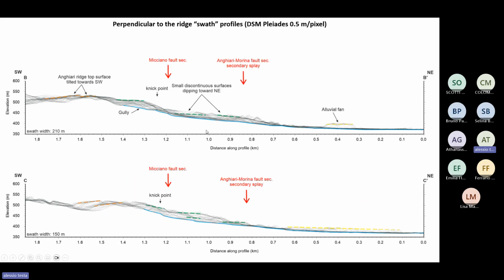Looking at the profiles perpendicular to the ridge, you also see that the surfaces on the top are tilted towards the southwest, while the surfaces mapped in green are dipping toward the northeast, likely related to the gullies that are incising the eastern side of the ridge nowadays.